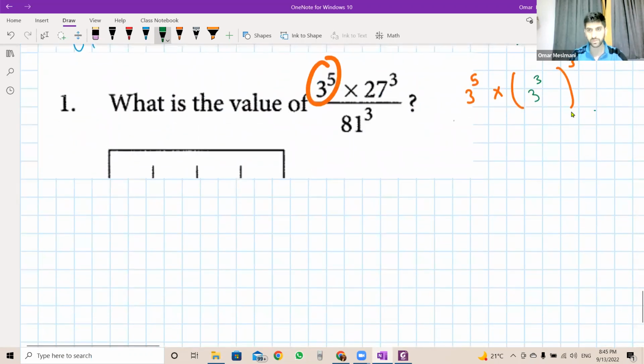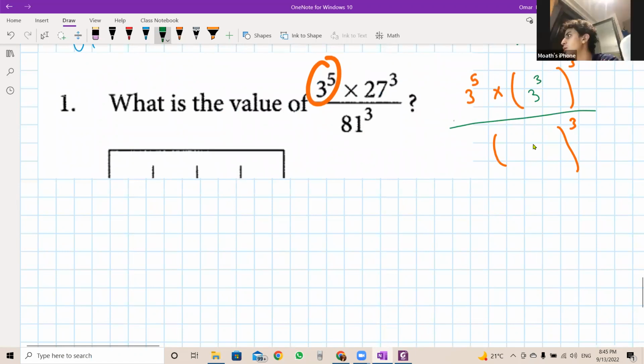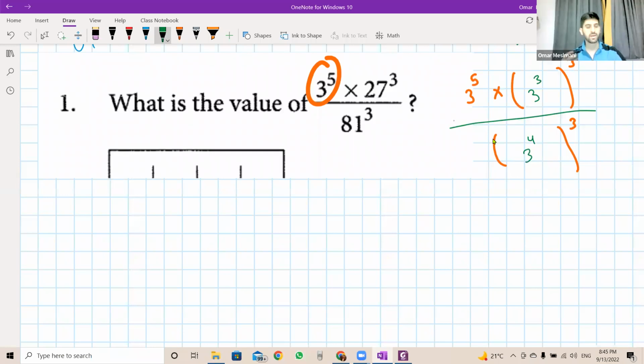Down, what I have over 81, to the power of 3. And the 81, you don't keep it as an 81. What would you do? 9 squared, or 3 power 4. You could do 9 squared, but it's worthless, because I have to make all of them with the same base. All of them with the same base. Now the 3 power 5, I'm not going to touch it.